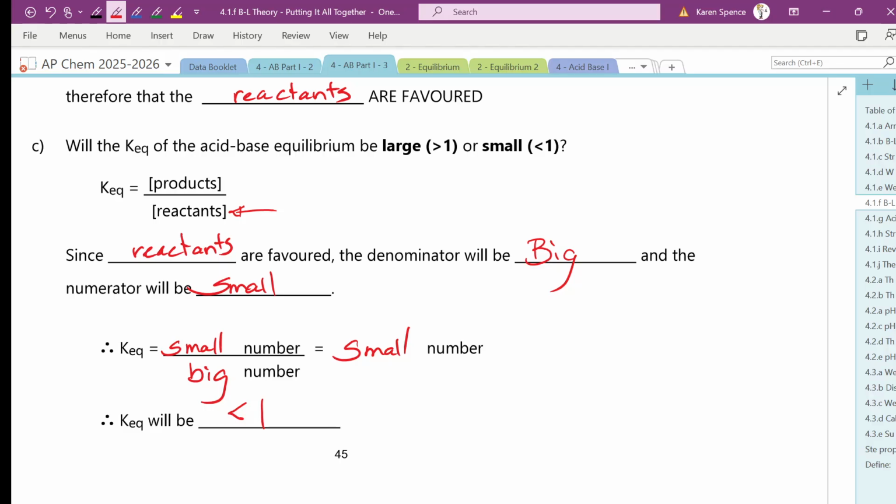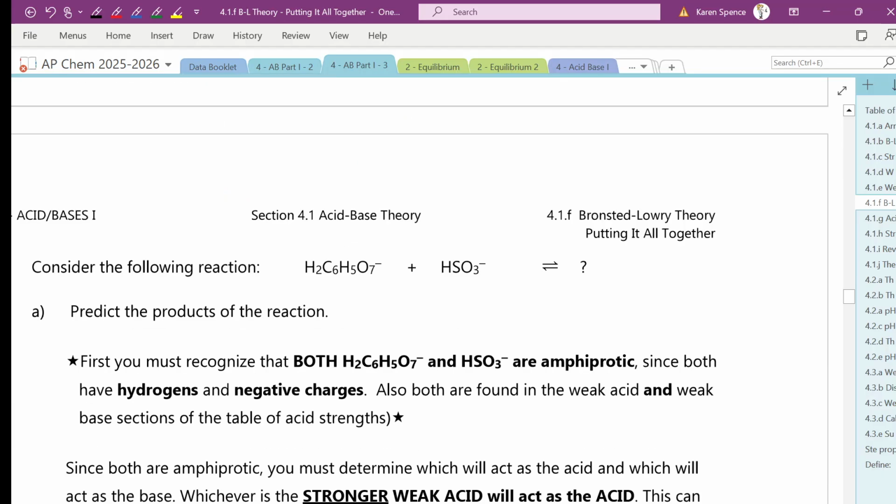How are we doing with that? That's okay? All right, we're going to do one more that's even more complicated, and then we're done for the day. Yeah, we have time.